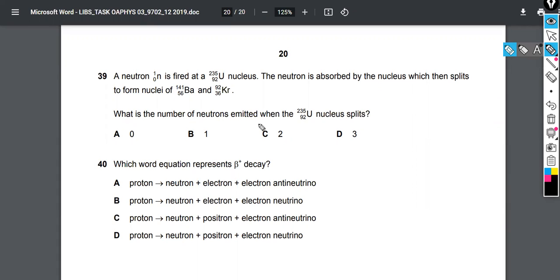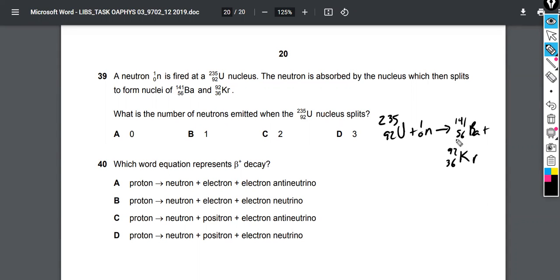What is the number of neutrons emitted when the uranium-235 nucleus splits? And so we've got nuclear fission here. We're fissioning the uranium nucleus into lighter nuclei. If we drew the entire reaction out, we'd have uranium-235 plus a neutron is going to yield these guys here. So we've got barium-141 and krypton-92.